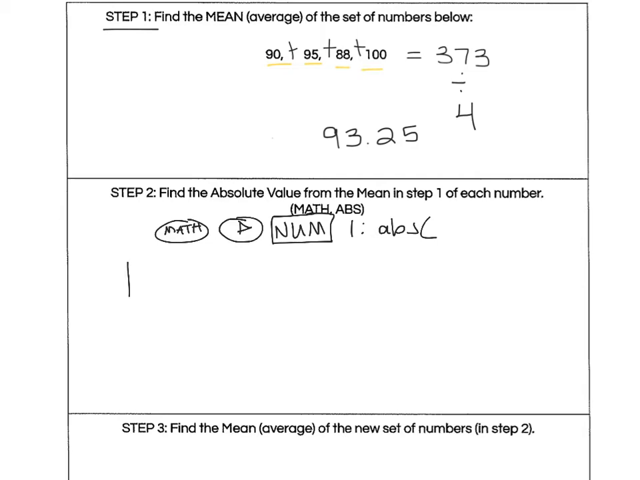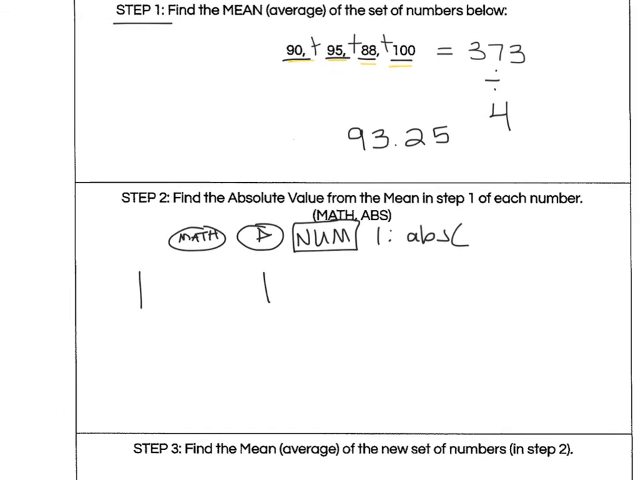So what's going to happen in these little bars, I'm going to make it a little bit longer. You are going to subtract every number in your set from the mean that you got. Okay, so what that means is I'm going to type in the little bars 93.25 minus, first number was 90, so I'm going to say minus 90. And when I do that, I get 3.25.